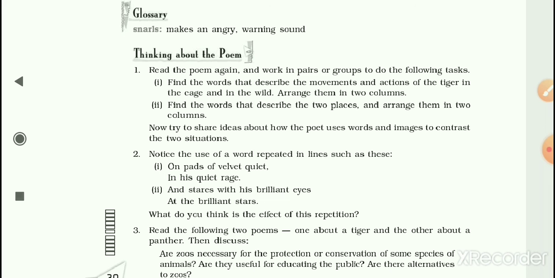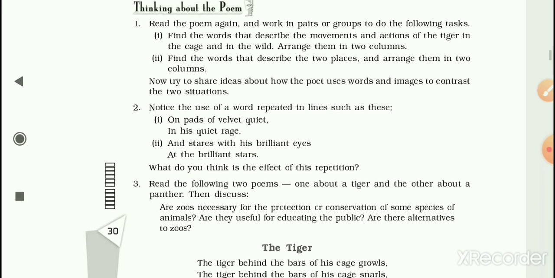The movements and actions in the cage. One of the things is he is stalking. So that can be one word when he is in the cage. And in the second stanza, there is another word, lurking. That is his action when he is in his natural habitat in a forest. Just like that, you will have to find the other words. Find the words that describe the two places and arrange them in two columns. You will be able to do that by yourself also.